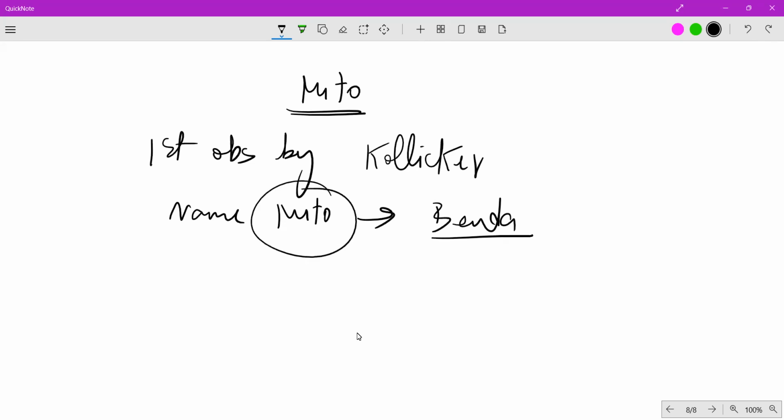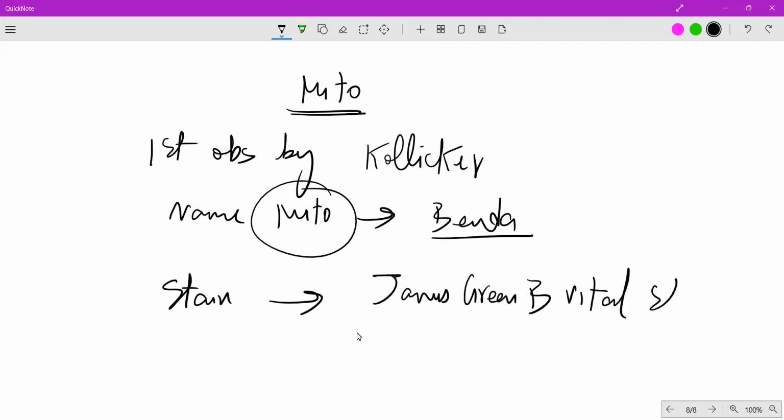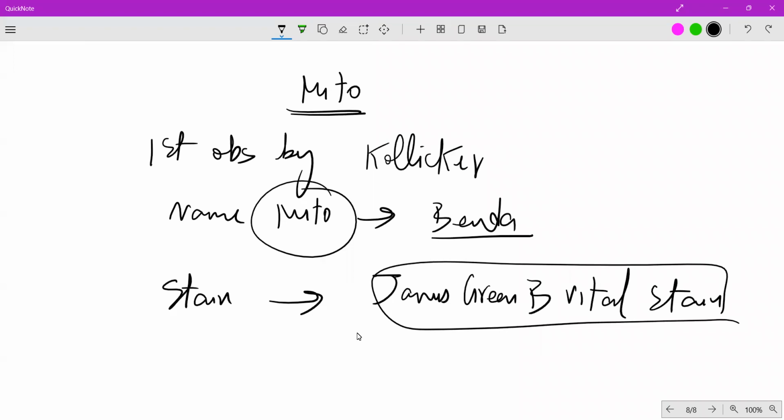And everybody knows, for mitochondria we use a stain. Which stain is used to analyze mitochondria? We know this is Janus green B, a vital stain. This is the stain which is used to stain mitochondria. So we know something about the mitochondria.